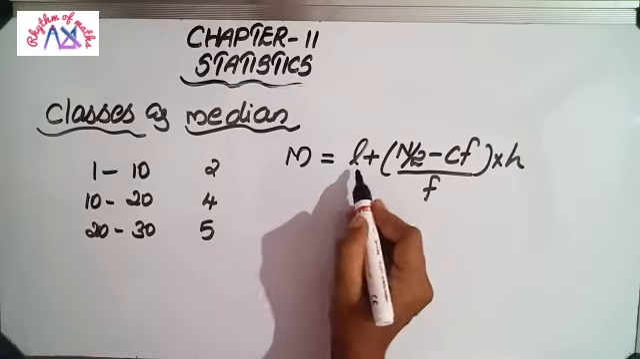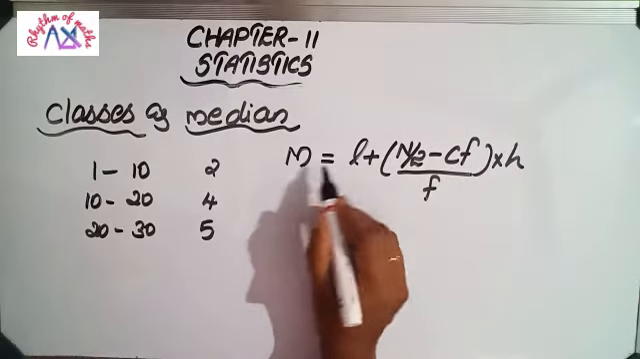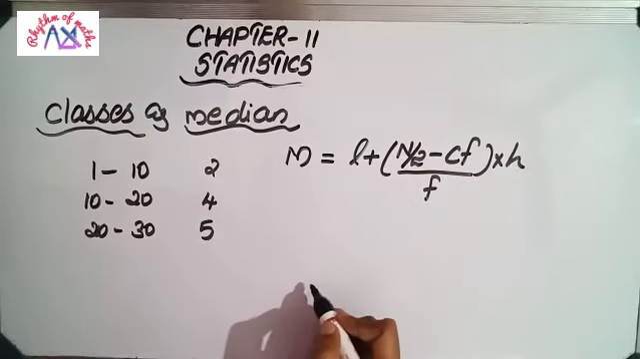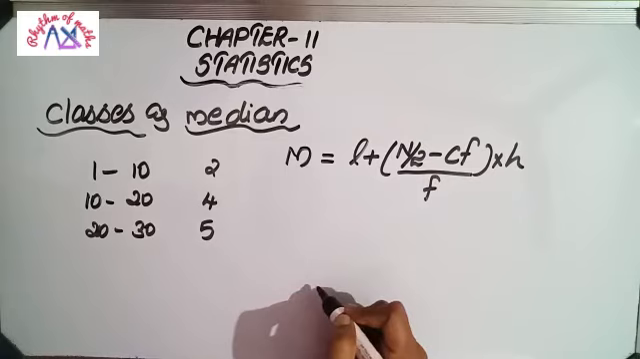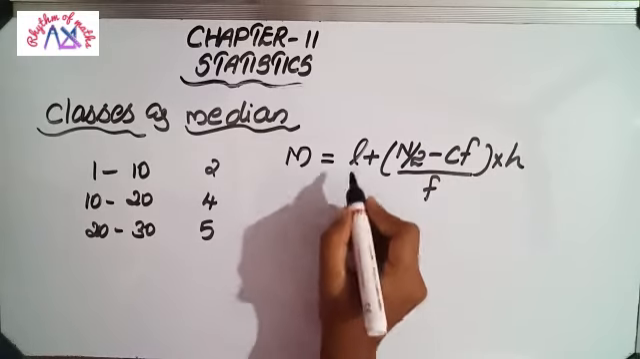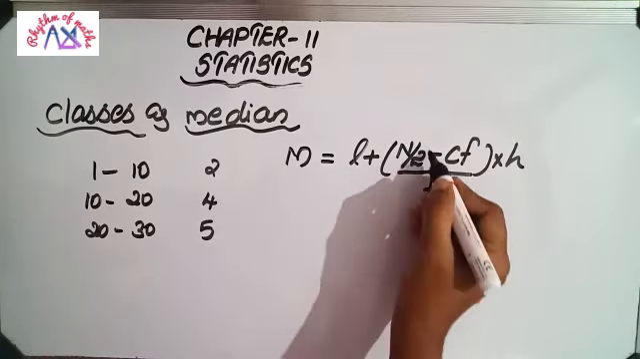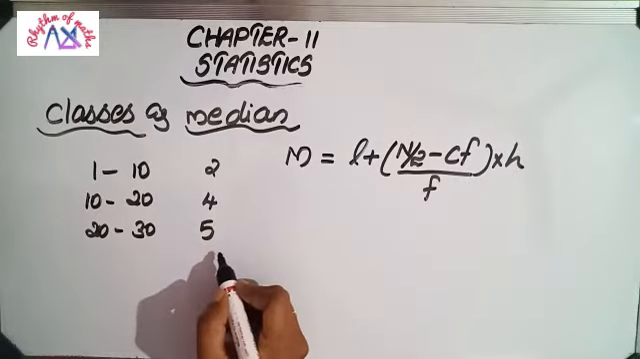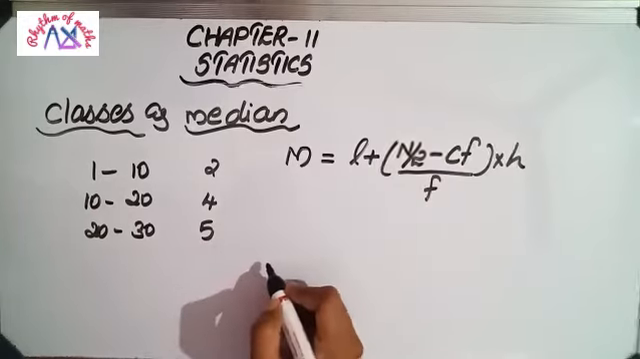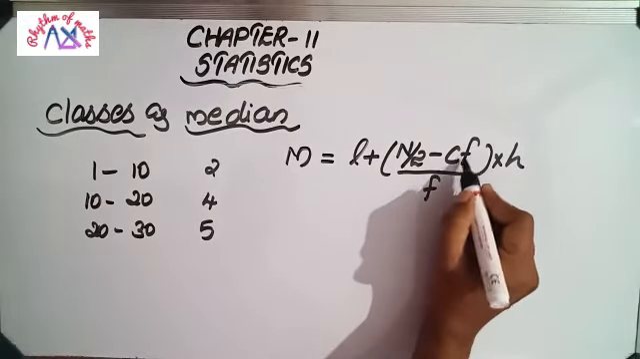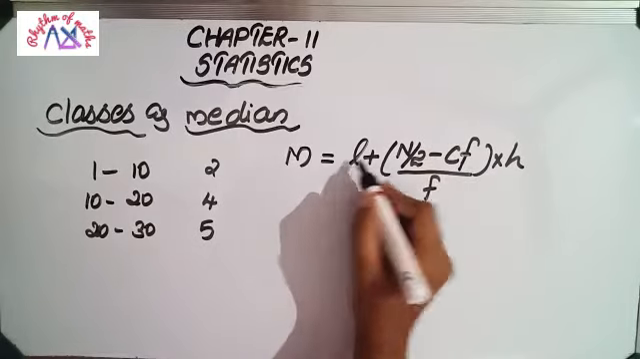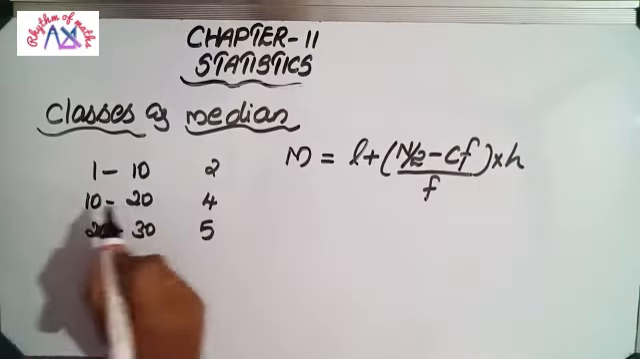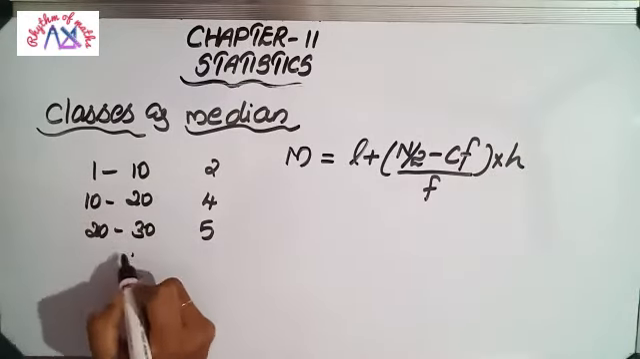So here L means the lower limit of the median class. First of all, like the previous case, we will draw one more box with the cumulative frequency. The last number will be n, then we find n by 2 first, and see where n by 2 comes. That will be the median class. Then L is the lower limit of the median class. CF is the cumulative frequency of the class preceding the median class, F is the frequency of the median class, and H means width, the interclass interval difference.